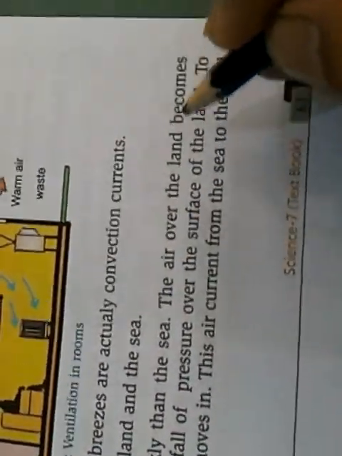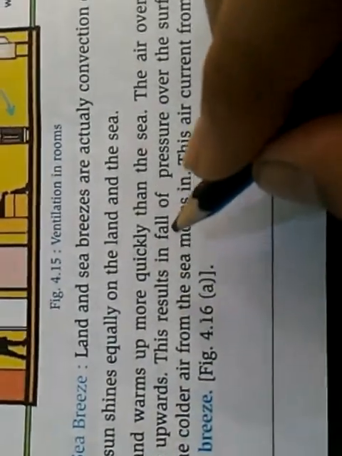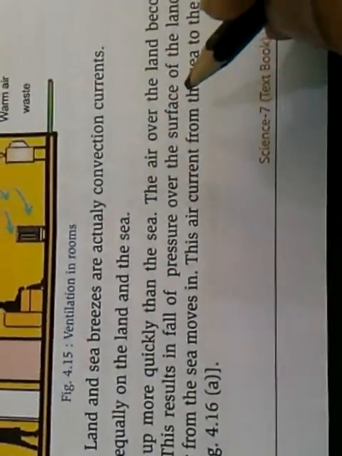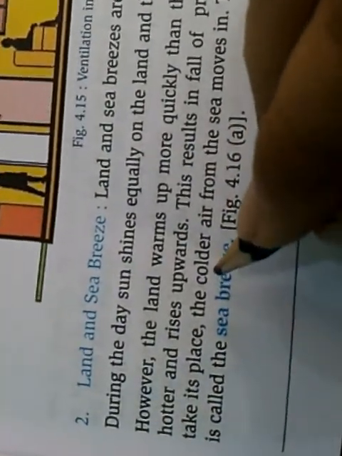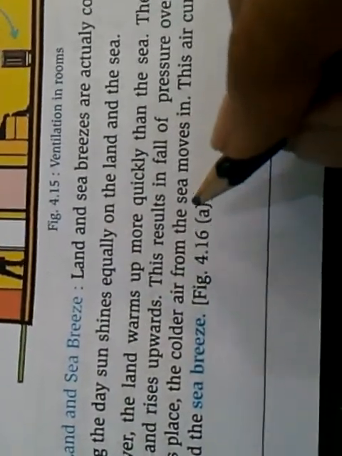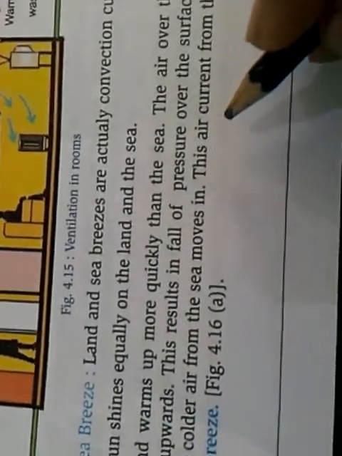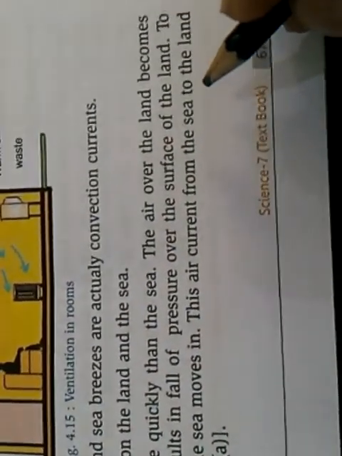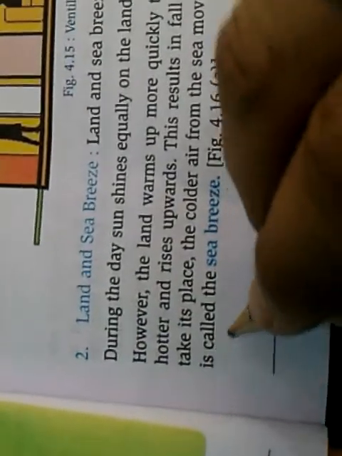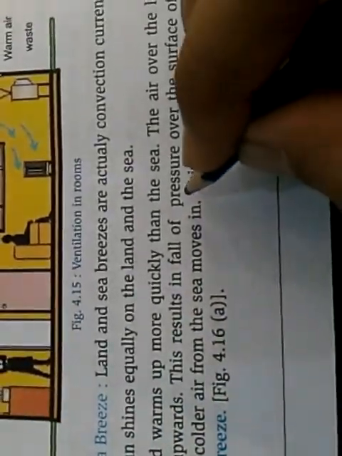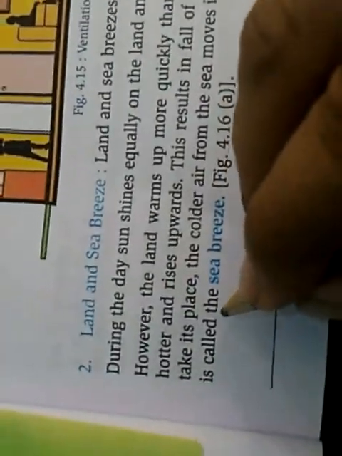The air over the land becomes hotter and rises upwards. This results in a fall of pressure over the surface of the land. To take its place, the colder air from the sea moves in. This air current from the sea to the land is called sea breeze. Please underline: air current from the sea to land is called sea breeze.